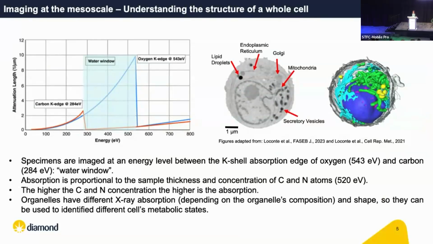The response that we get from the absorption signal is also directly proportional to the thickness of the sample and to the concentration of carbon and nitrogen atoms. So we can also track a difference in the density within organelles and within the cell itself. Therefore, we can use these features to identify different metabolic states in the cell, or we can explore a different physiology of the cell itself.